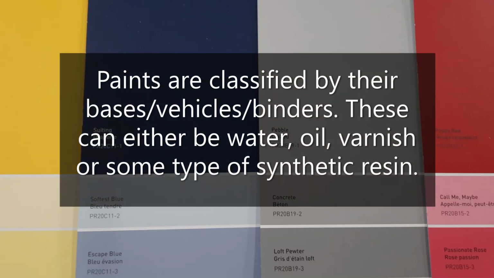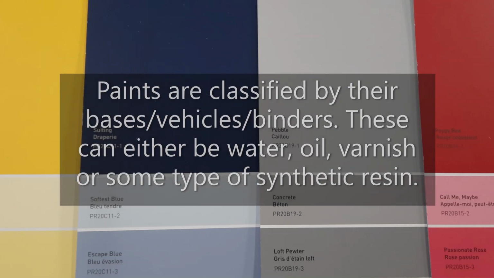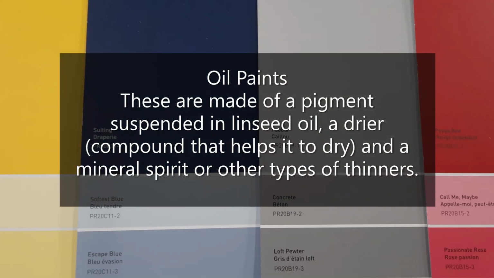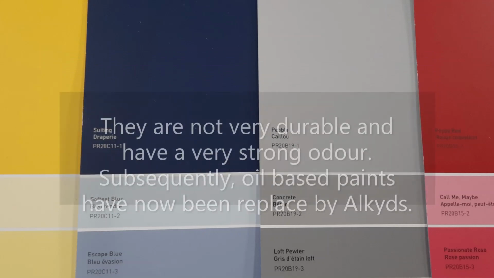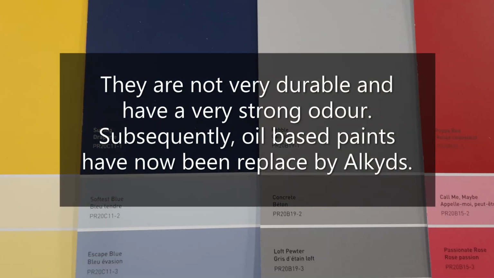Paints are classified by their bases/vehicles/binders. These can either be water, oil, varnish, or some type of synthetic resin. Oil paints. These are made of a pigment suspended in linseed oil, a dryer, which is a compound that helps it to dry, and a mineral spirit or other types of thinners.